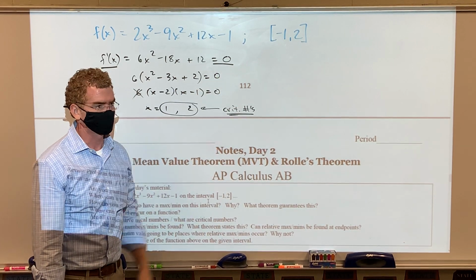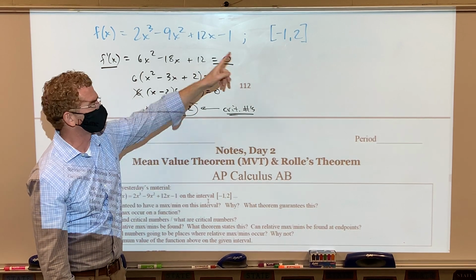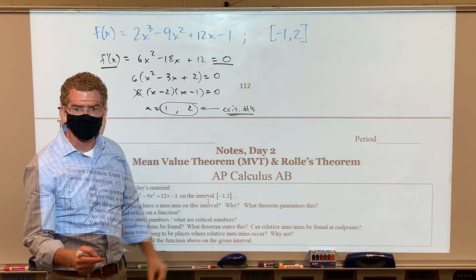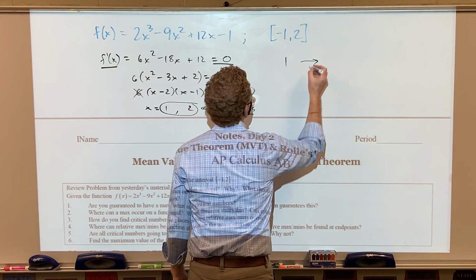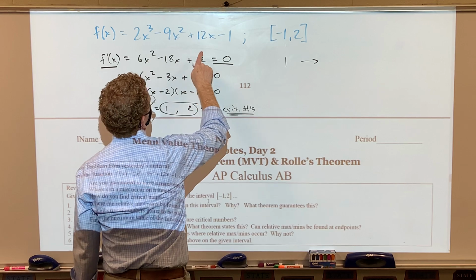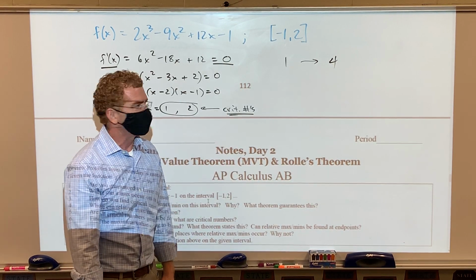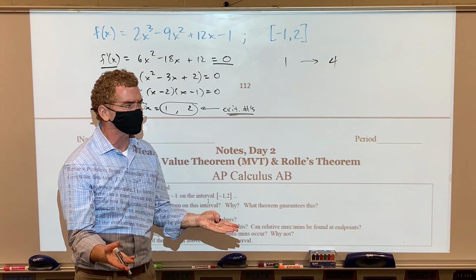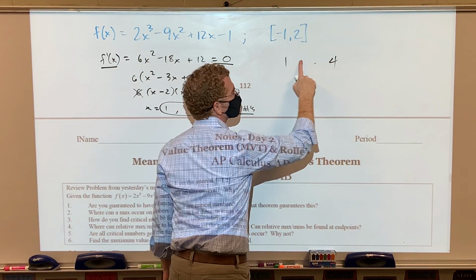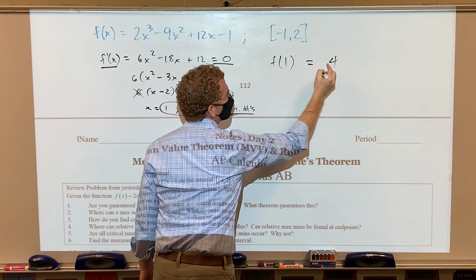But where else? At the endpoints of the interval, so at -1 and 2, okay? So the way I do this, don't do this: if I plug a 1 in there, it gives me 4. That means nothing to the AP reader. 1 arrow 4. There's math that suggests what you just did there. What did I just do? That's f of 1. F of 1 is 4.